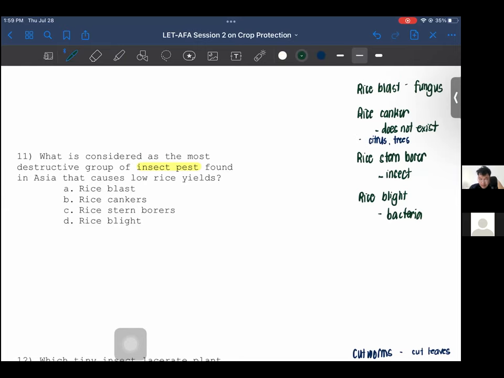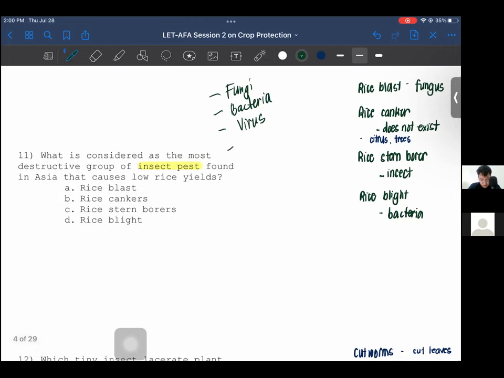So, these are what you need to review: fungi, bacteria, even just the general description, because I think they would not be giving you deep questions on this. Insects, and the virus. These are the microorganisms. Nematodes, but nematodes are not so commonly asked in past LETs. Fungi: blast. Rice blast is caused by a fungi.